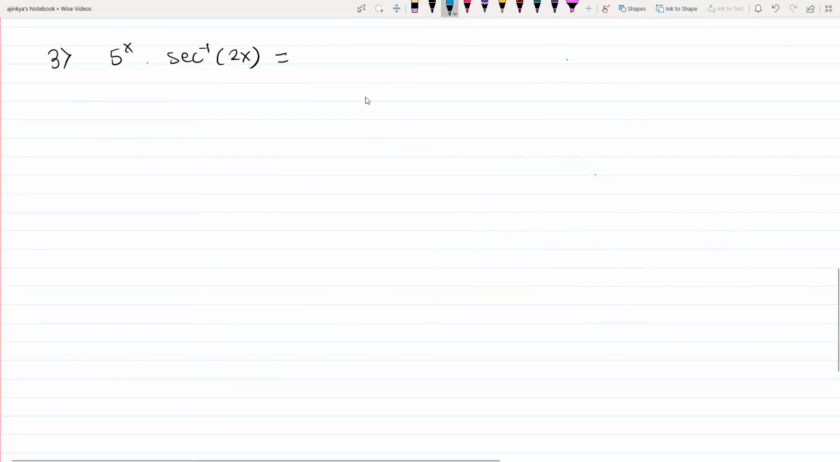Now we'll see the third question, which is nothing but some kind of a product rule, where you can say that 5 raised to x, you can say it as u, and sec inverse of 2x you can state it as v. So clearly the first function is of a form a raised to x, and second is of the form sec inverse of f of x. We have learned all these types of examples, and we are just going to apply all the previous knowledge in such a way that we can easily solve these questions.